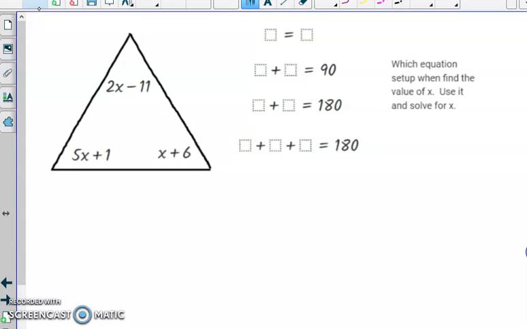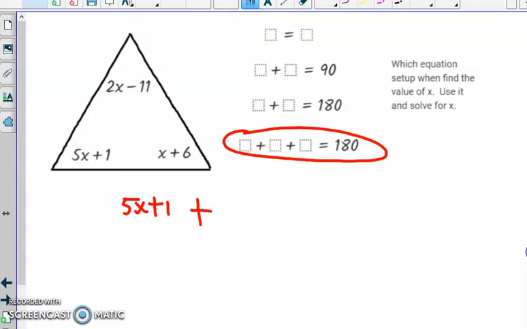Back to a triangle. 3 angles add up to 180. So 5x plus 1 plus x plus 6 plus 2x minus 11 equals 180.